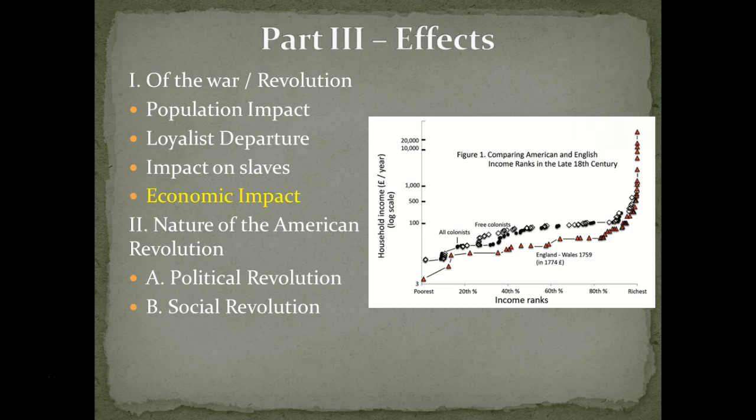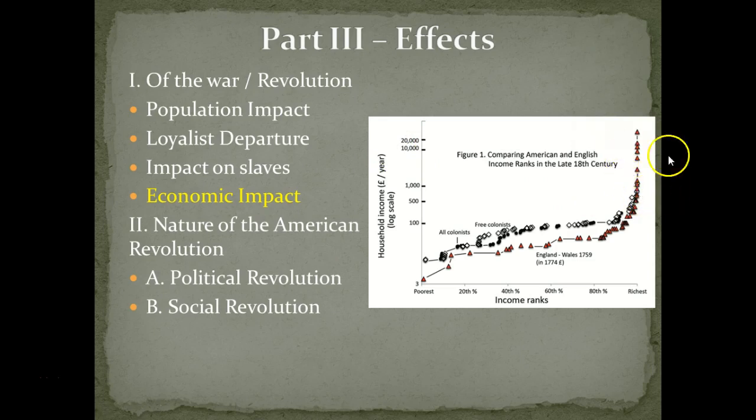So, the economic impact is extreme. You look at this graph over here, comparing American and English income ranks late 18th century. The red triangles here are representing citizens of England and Wales, those back on the islands, whereas the black little diamonds are representing the colonists. And you have this showing the amount of wealth that Americans are getting. They're not at the top of the food chain.